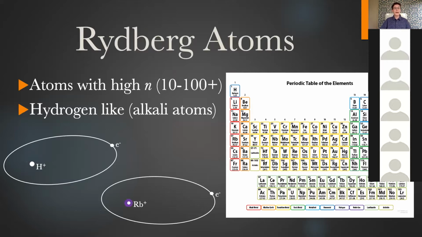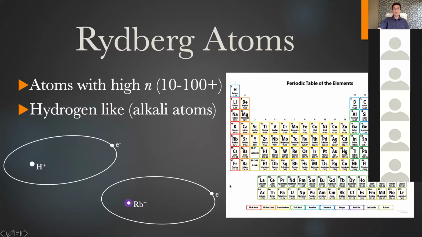Rydberg atoms are atoms with a high n, where n stands for the energy level of the atoms. It's also called the principal quantum number. Generally, it ranges from 10 to about 100 plus. Rydberg atoms are also hydrogen-like. This means, if we take a look at hydrogen, the first atom in the periodic table, it has 1 proton in its nucleus and then 1 orbiting valence electron.